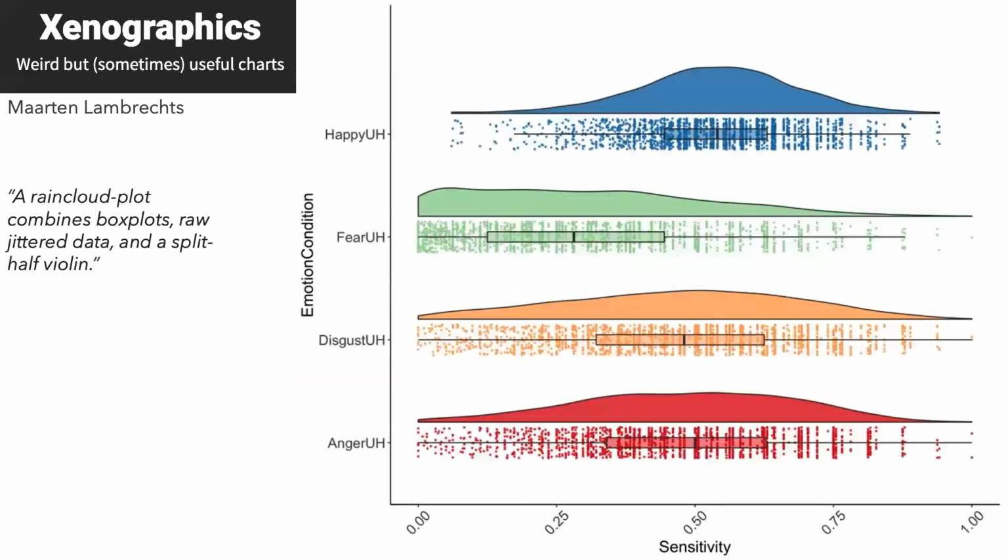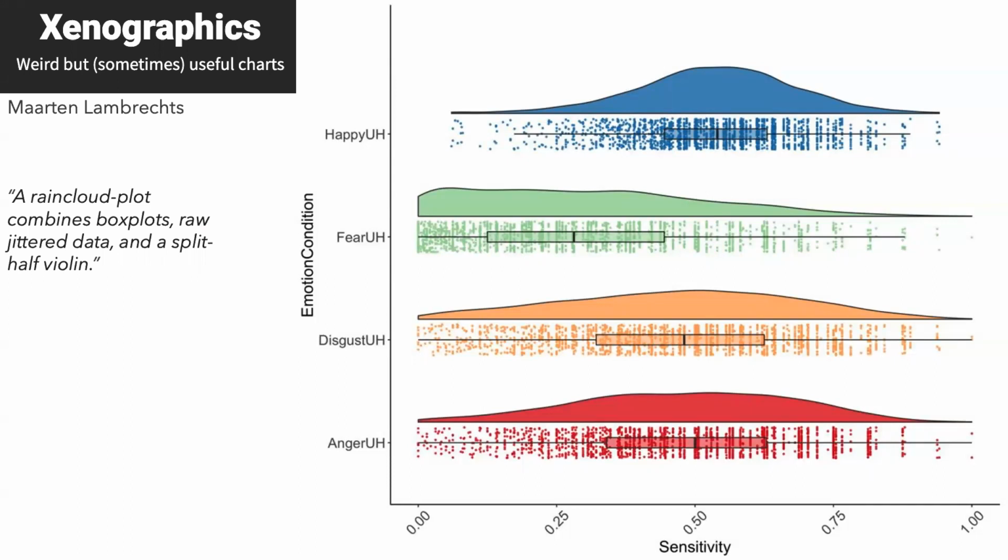So Martin Lambrechts calls rain clouds xenographics, right, as a weird but sometimes useful chart. And he presents this canonical form, I think, of the rain cloud, which is a box plot as our lightning, our jittered data. And in this case, there's a y-axis, and they're assigned random values to help with overplotting. And then this split half violin, which I'll be calling a density plot.